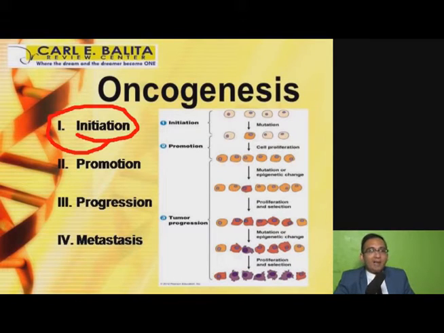What else? HIV. HIV causes Kaposi sarcoma. What else? Hepatitis B. Hepatitis B is a risk factor in the development of liver cancer, di ba? And of course, ano pa, aside from that, kasama din dyan yung Epstein-Barr virus. And that Epstein-Barr virus is a risk factor in the development of lymphoma. Alright? So, there are what we call your initiators.